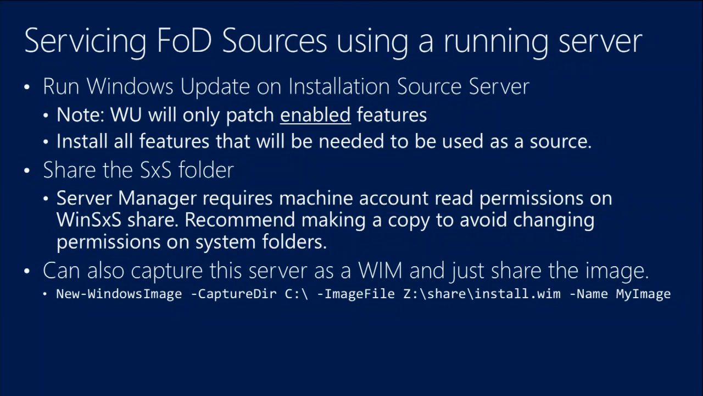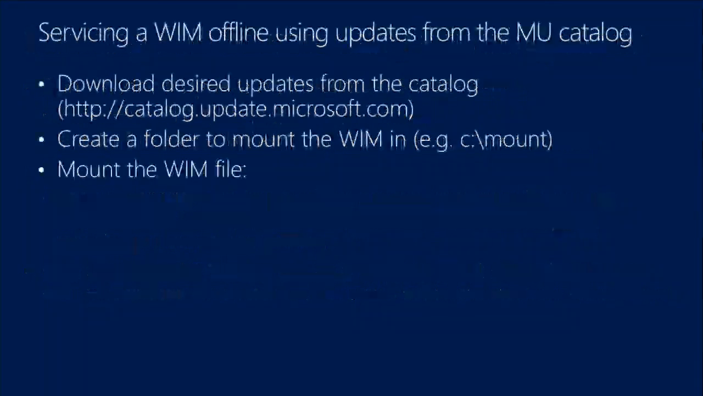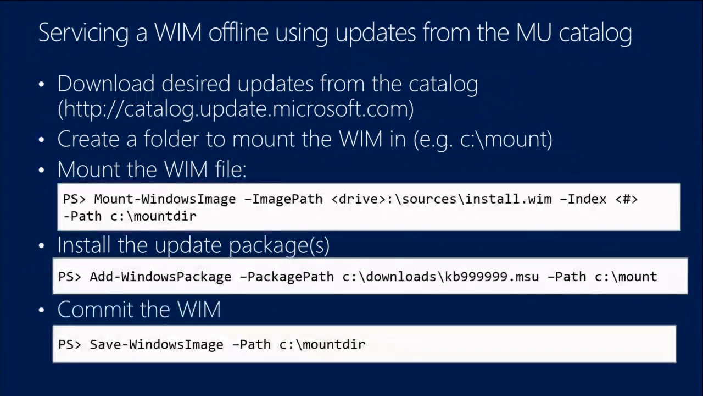So if you don't want to change the permissions on your Windows directory, which a lot of people don't like to do, you can also capture that server as a Windows image file using a new commandlet that's new in R2, New-WindowsImage. And you can then capture the server to an image file and copy that file onto a share and set the permissions however you would like for that.